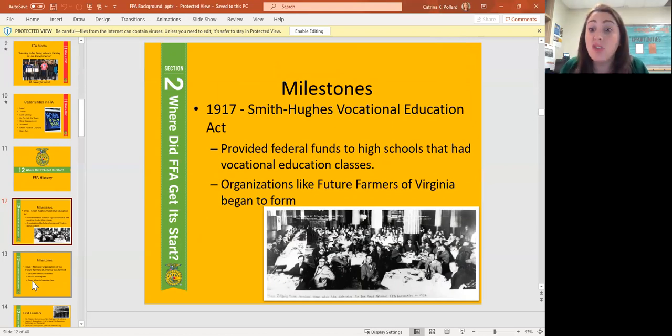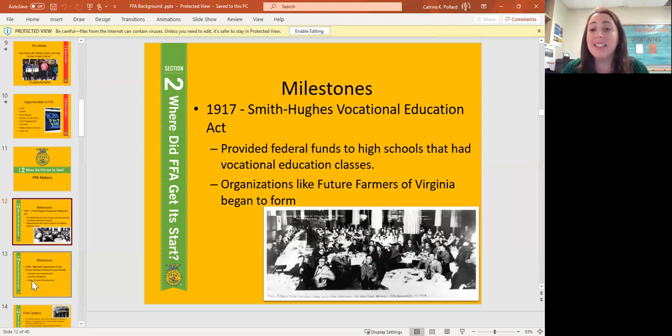Smith and Hughes were both congressmen from Georgia. I told some of my classes this yesterday, but I want to make sure I told all my students. Smith Hughes. Okay, so Hoke Smith and Dudley Hughes, both from Georgia. One was a senator, one was a representative. If you go on the University of Georgia's campus, there's a building named after them. They are a big deal.